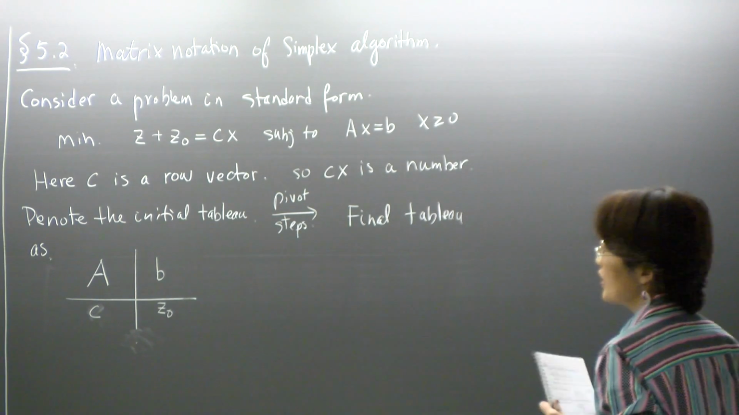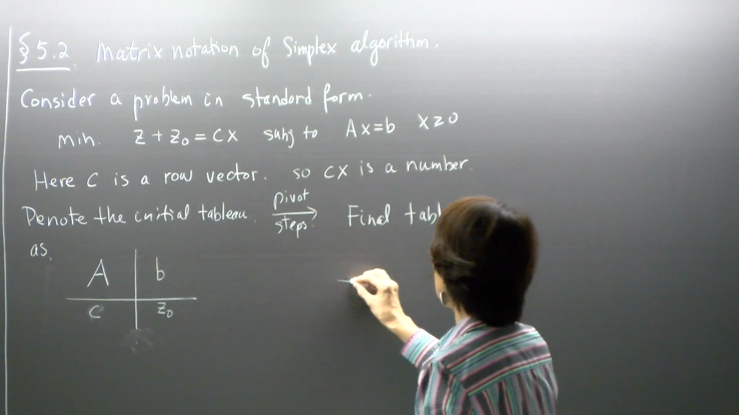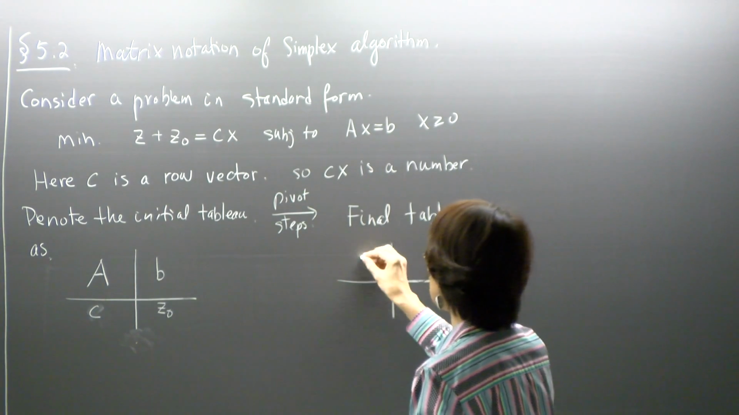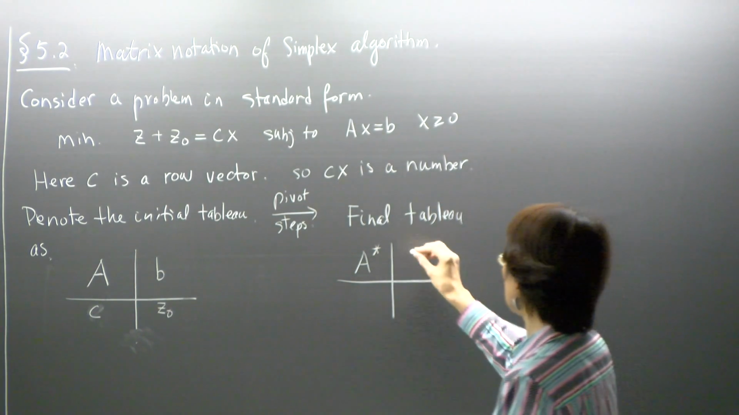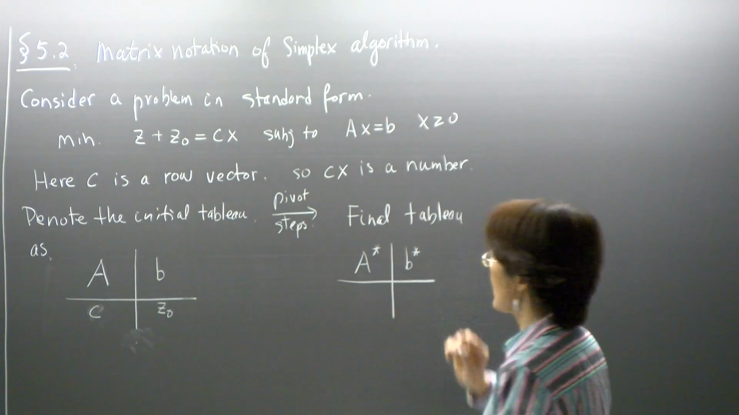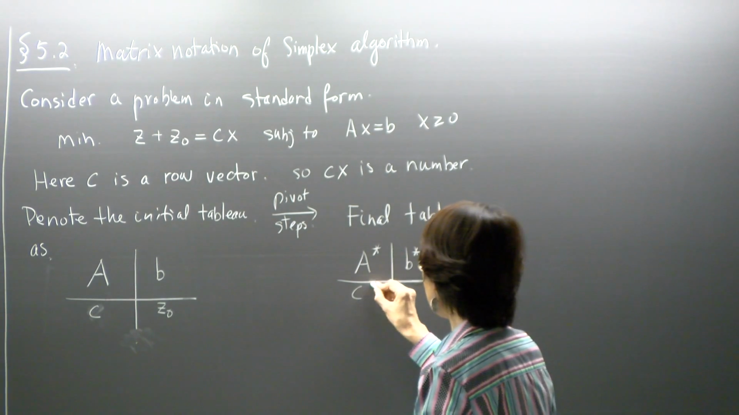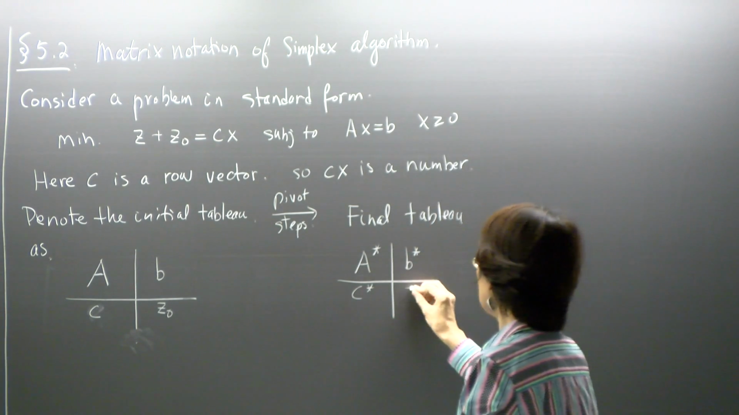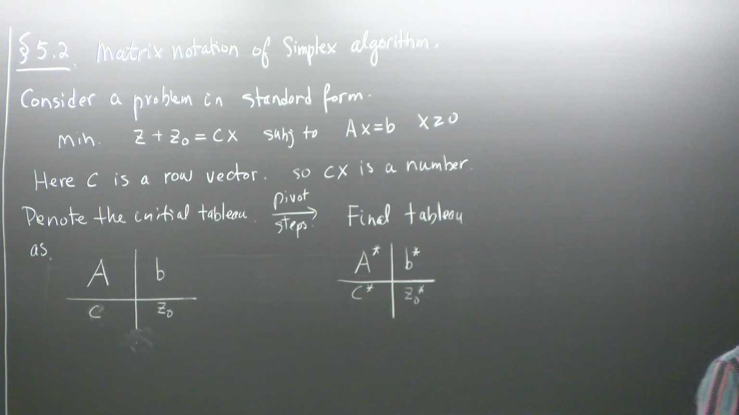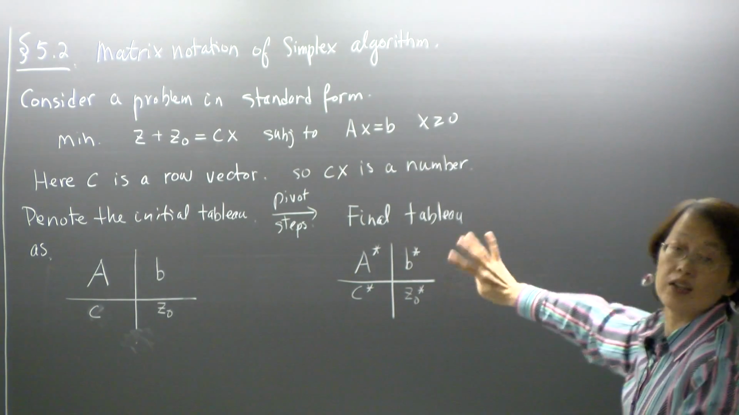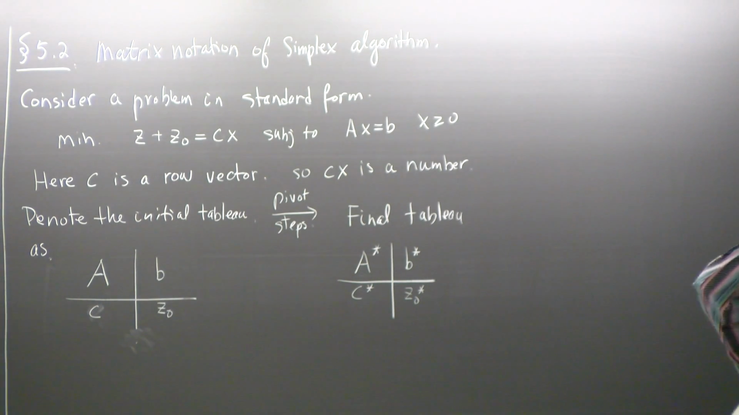Okay. I'm going to denote it by just putting a star on everything. Then this A matrix will be changed, I call it A star. And the B vector is changed, B star. And C is changed, I call it C star. And Z naught is changed, I call it Z naught star. Is that okay? The starred ones are the final ones. Is that okay?